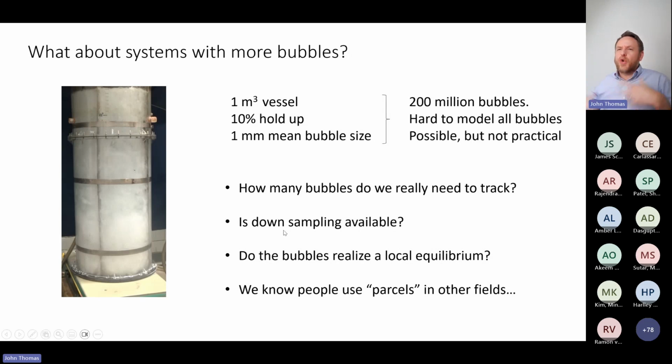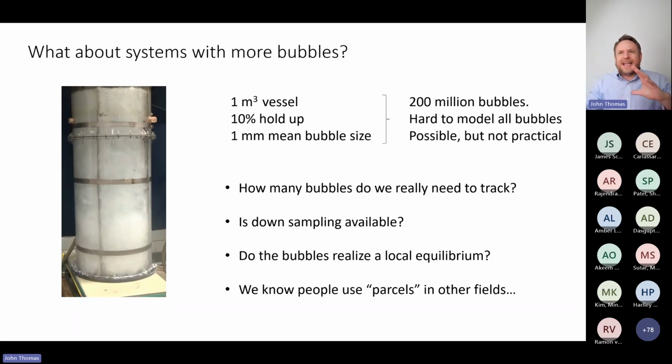Okay, so this begs the question: how many bubbles do I really need to track to make a reasonable representation? Yeah, it's cool that we can do 10 million, and certainly that simplifies the modeling. We're just doing every particle explicitly. Do I really need to model 200 million bubbles? Is there any sort of sampling I can appeal to? Do the bubbles reach some sort of local equilibrium?